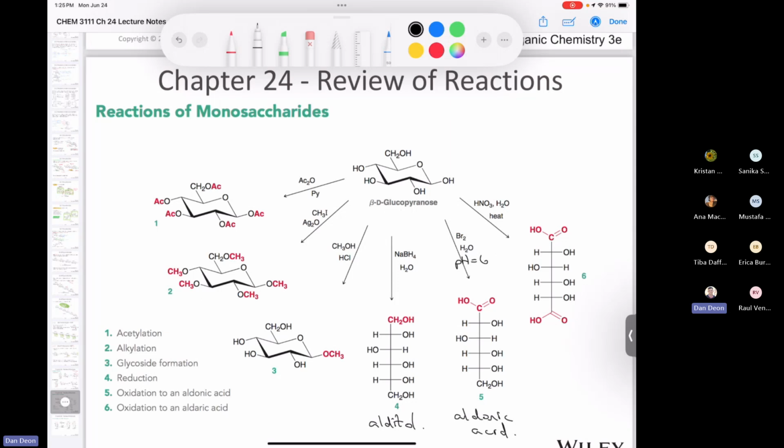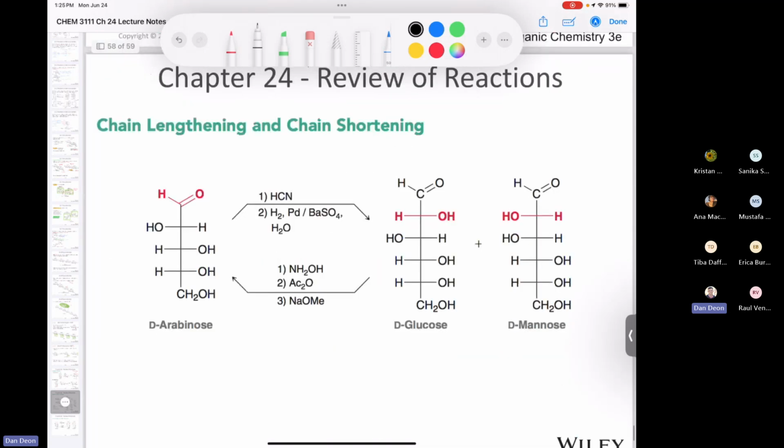And then finally, to make an aldaric acid, we use the big guns, right? We pull out our nitric acid and water and we heat that up. Anyhow, so there you go. So that's a little bit about the reactions of monosaccharides.